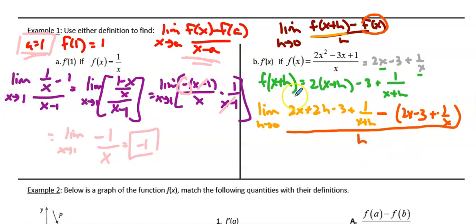Now in this example, you can see that the 2x is going to cancel out with the 2x. The negative 3, and this is positive 3, is going to cancel out with this. So you have a 2h, and you have this 1 over x plus h, and you have a 1 over x right here. When you start simplifying things down a little bit more, then this will also cancel out. Okay, you cannot split this up. This is not 1 over x plus 1 over h. I know you guys are calculus students and you know that that's not it.